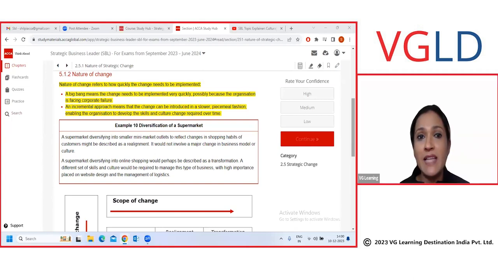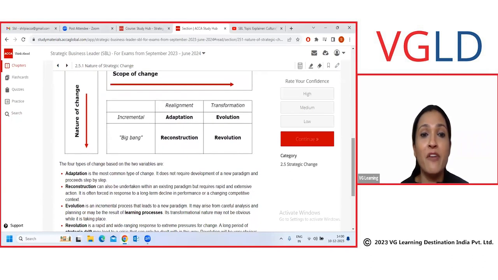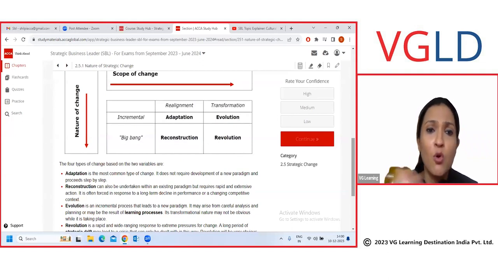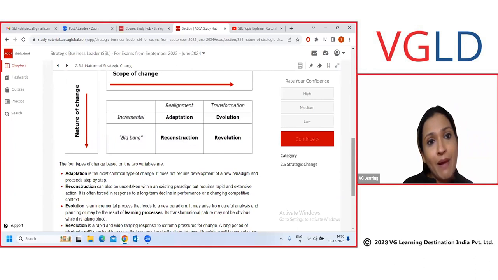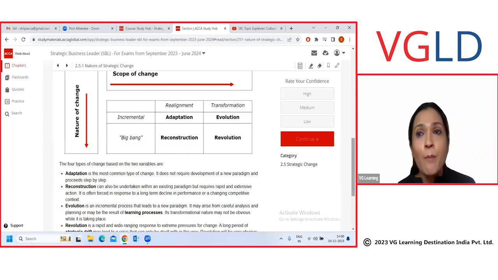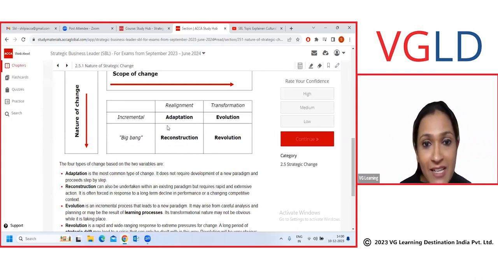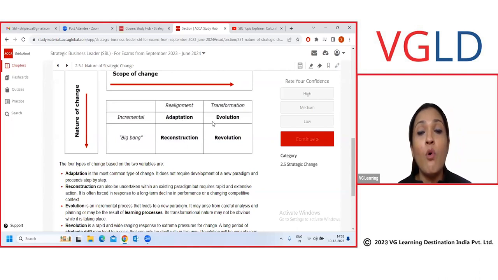Okay, done reading the example, guys. So now let's have a look at the four strategic kinds of changes that an organization can undergo over a course of time. Slowly and gradually means an incremental kind of change, but is that incremental change leading to a small realignment in the way you're operating, or is it slowly and gradually totally transforming the way that you operate? So is that change more of an adaptation, or is it more of an evolution, which is changing the way you operate as a business?